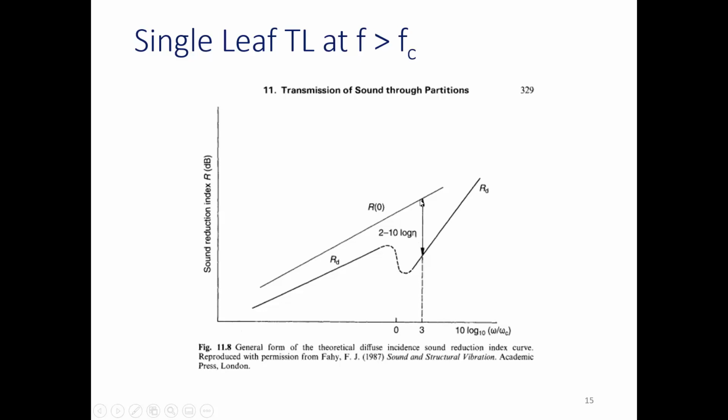And then the difference between the normal incidence and the diffuse field incidence is going to be 2 minus 10 log the loss factor. That's what this eta is. We're going to cover that here in a minute. I'll give you some data for common materials for that loss factor. So you can determine that point, and then the slope of this, I believe, is 18 decibels per octave, but we're going to give you an equation so that you can calculate that.